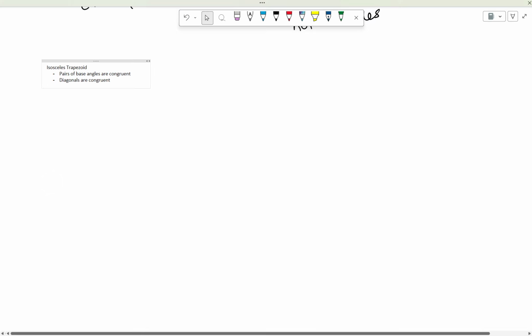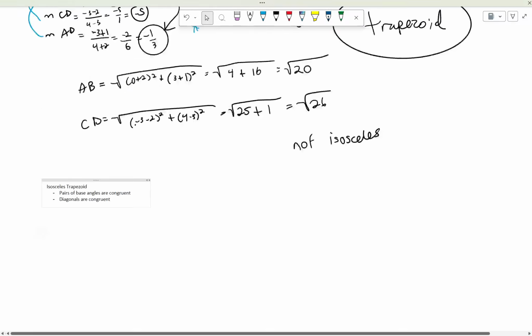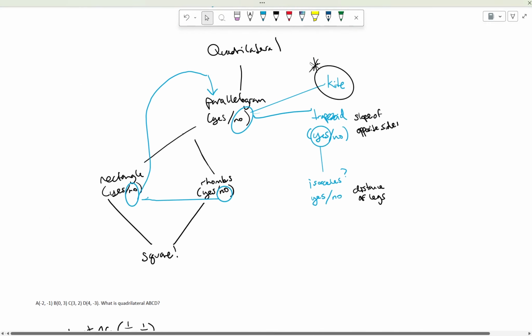A couple things: the pairs of base angles are congruent, and the diagonals are congruent. So here's another way for us to look at this. Here's a calculation that's going to come up shortly, and it has to do with the kite.